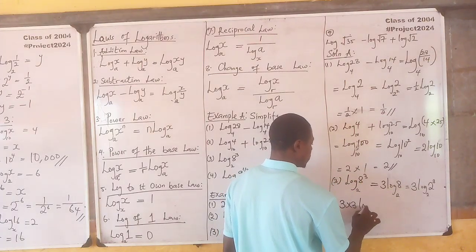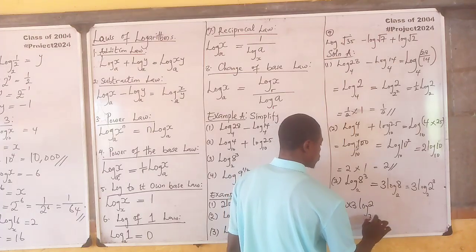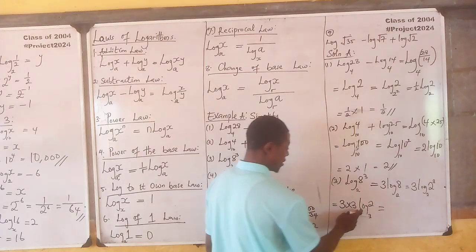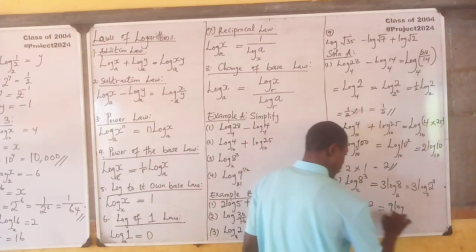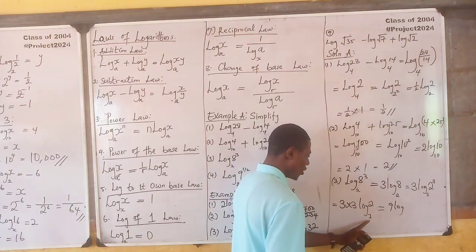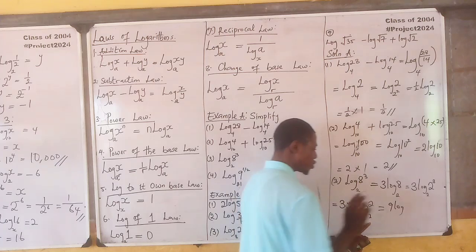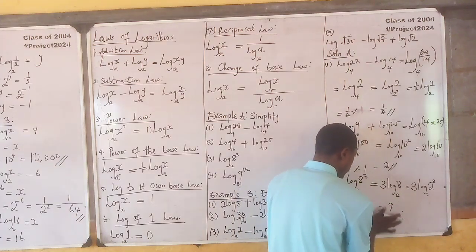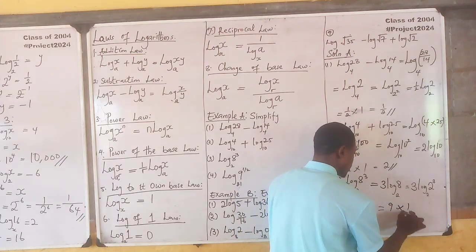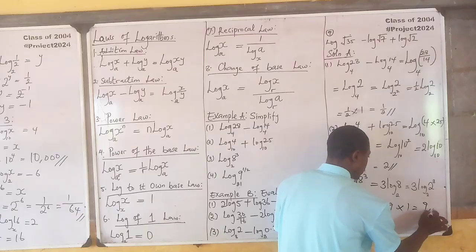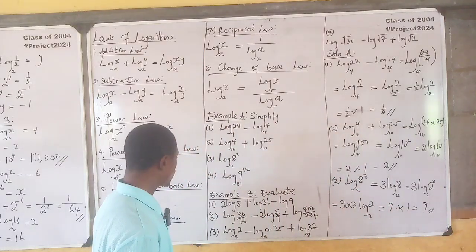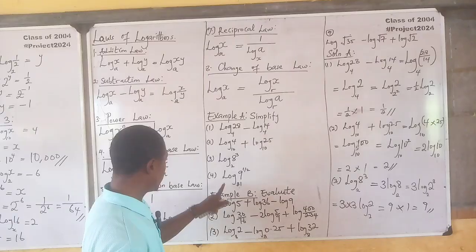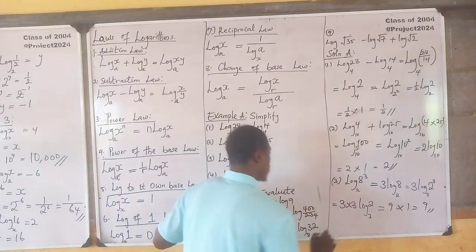So it will now be log of 2 to base 2, which is going to be 3 times 3, which is 9, then log of 2 to base 2 is 1. So log of 2 to base 2 is 1, so times 1. So the answer is going to be 9. Alright, so we are done with this one. Then the next one we are going to be looking at is number 4.